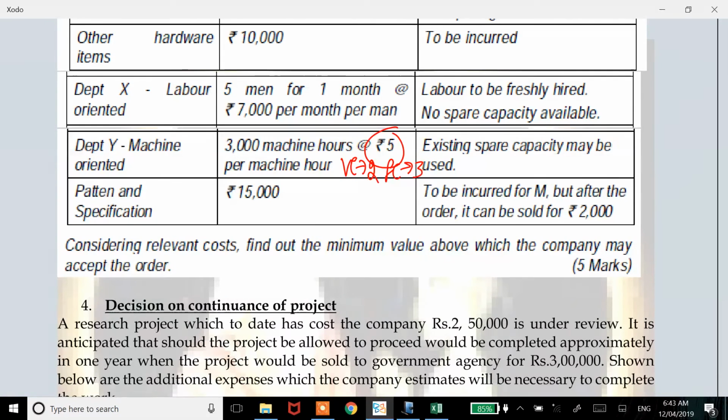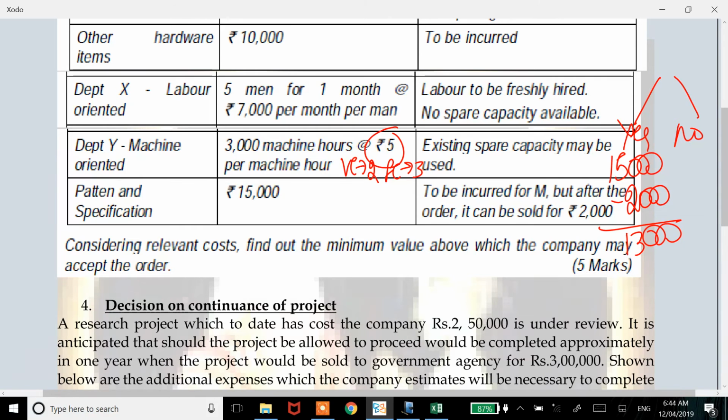Patterns and specifications. Read that and let me know how much would be relevant. If you do the project, 15,000. If you don't do the project, yes, no. If I do the project, I'll incur 15,000 and then sell it for 2,000. So 13,000 is my expense.